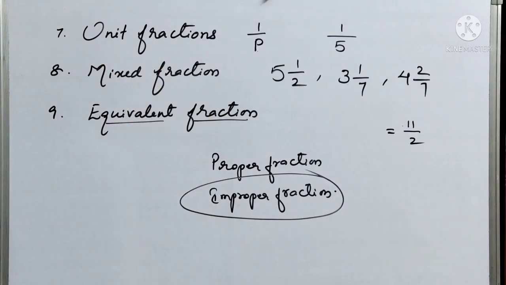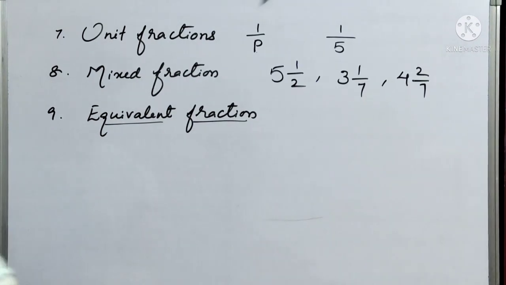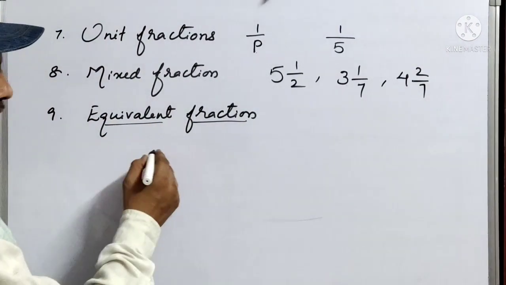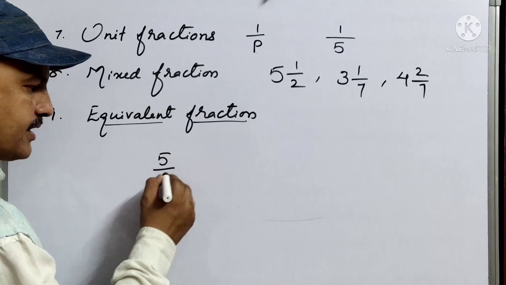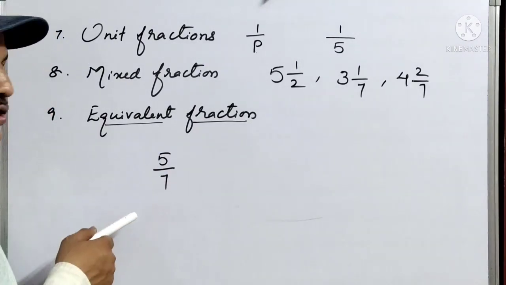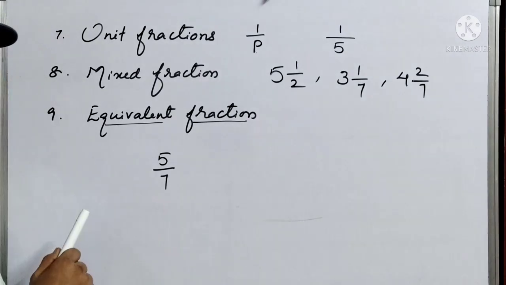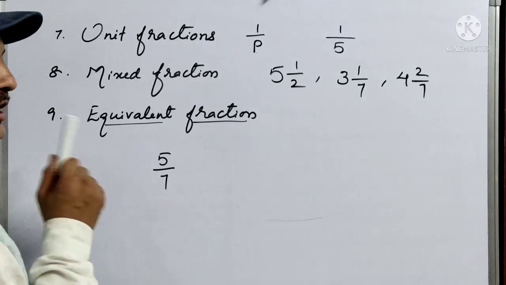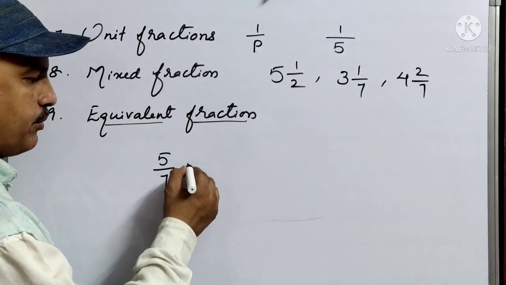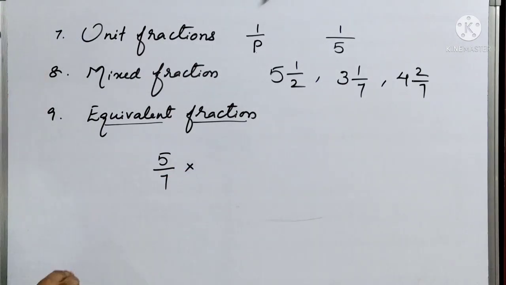Okay. Now equivalent fraction. Okay children, now we will discuss equivalent fraction. Here I will give you one example, then you will understand what equivalent fractions are. Suppose here 5 by 7 I give. Now I am asking you for the 5 by 7 fraction, write the equivalent fraction. Suppose the given fraction is 5 by 7.